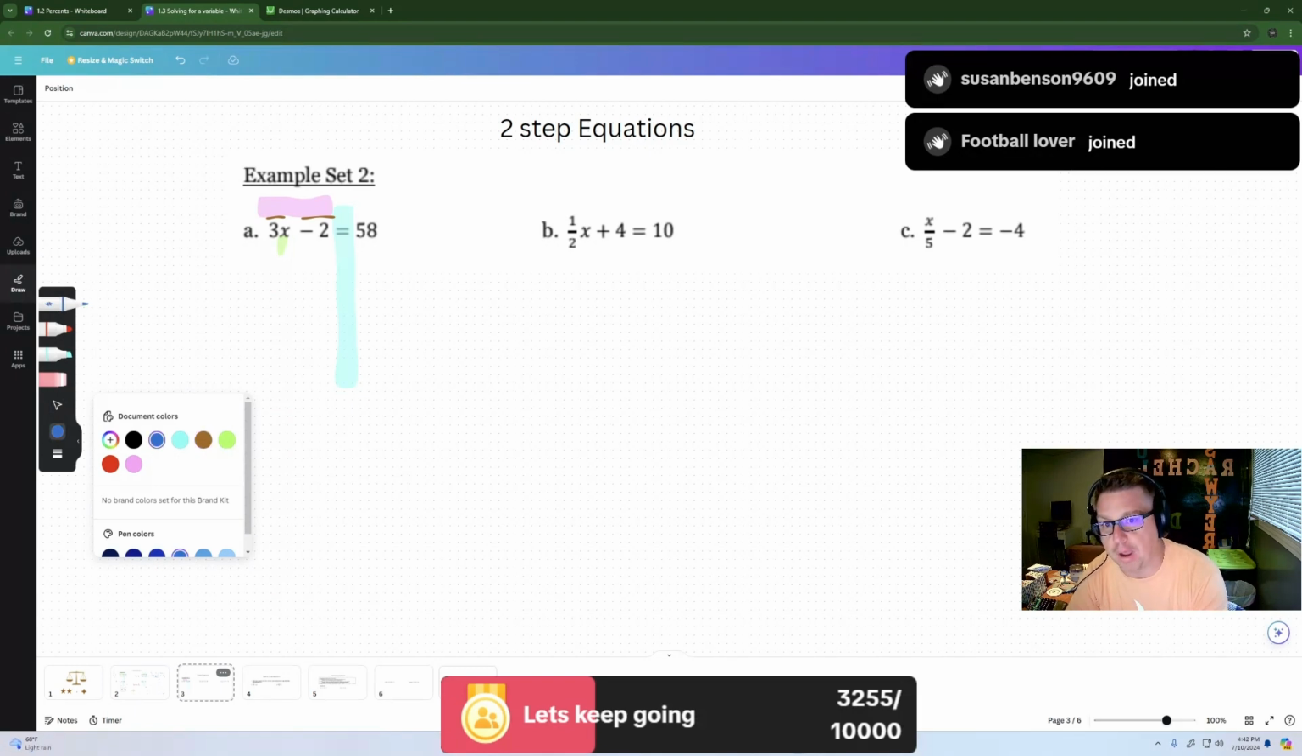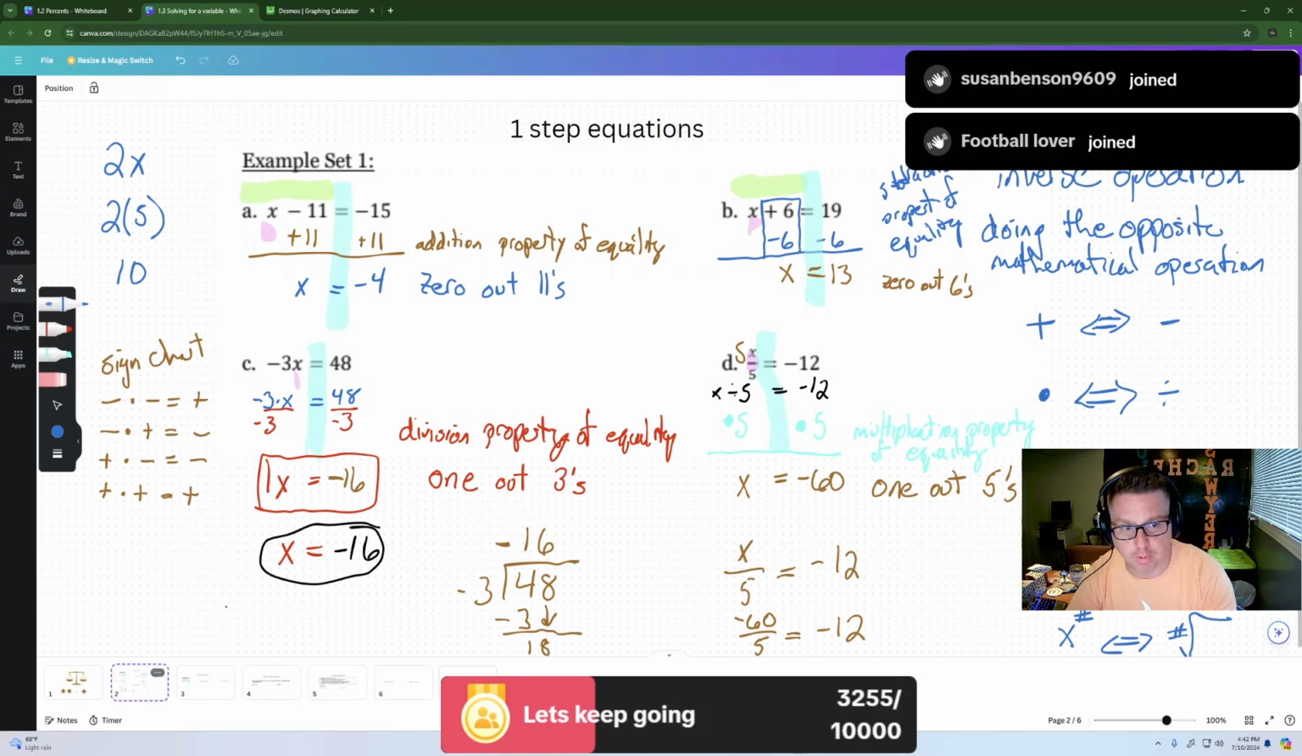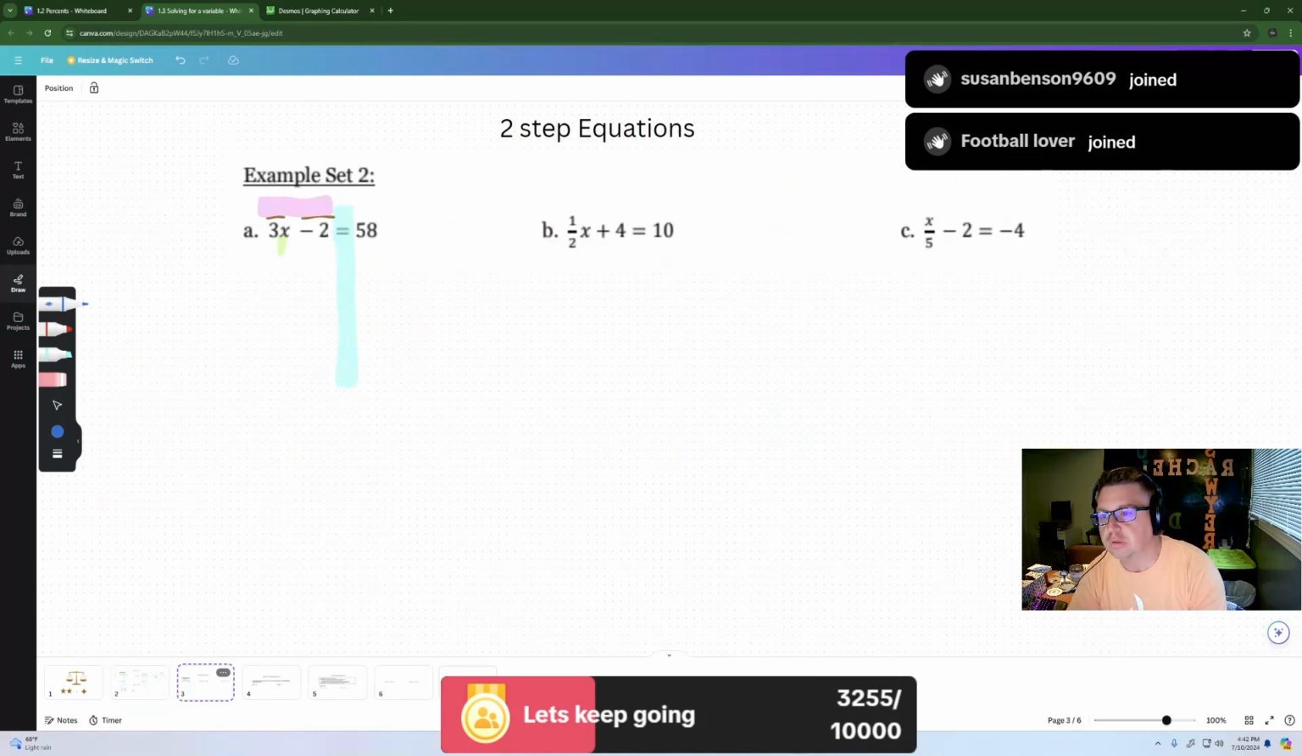So how do I get rid of a minus 2? What are my inverse operations? Remember, if we have subtraction, we use addition. If we have addition, we use subtraction. So if I have a minus 2, I want to add 2 to both sides. And I call this addition prop of equal, because we want to do the addition property of equality.